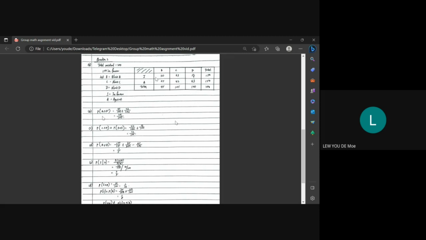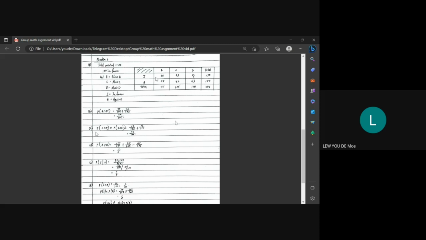So for part B, the residents who were against and the resident was not in block D. So this means the probability of A intersect with D prime. So probability of A we can simply obtain from the contingency table, which is 45 over 300. The number of sample space is 300, and then plus with 42, which is block C against. So 42 over 300. So we can get 29 over 100.